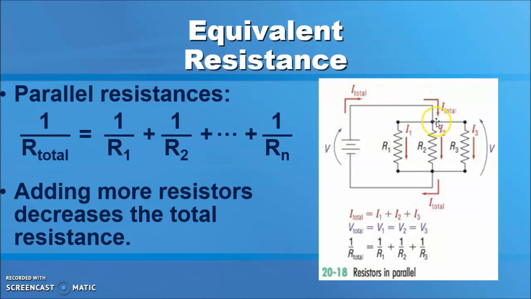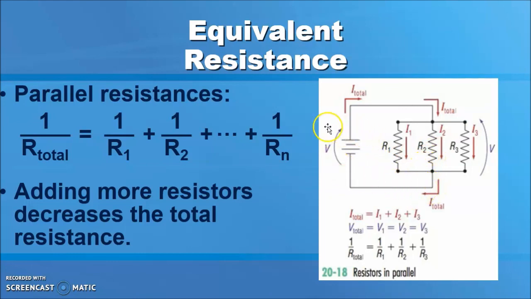As it hits this little dot, this dot's called a node, it's going to split into 3 different paths. We have current 1, current 2, and current 3. If you look at this, the total current is just all of these currents added together. The total voltage is equal to one of this volt. They're the same voltage that's going all the way through. There's no real change. They're all equal to each other.